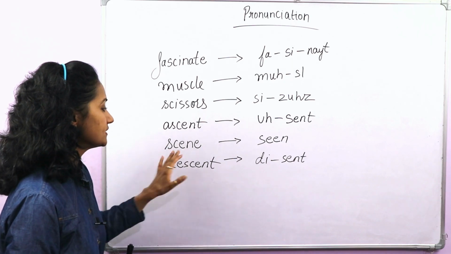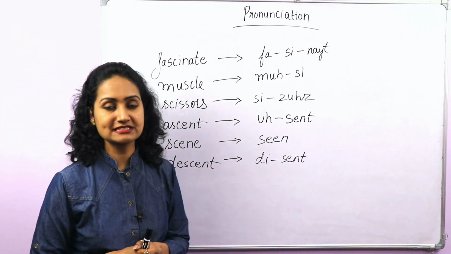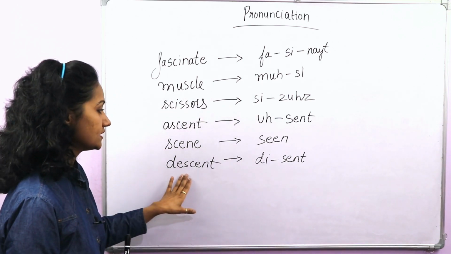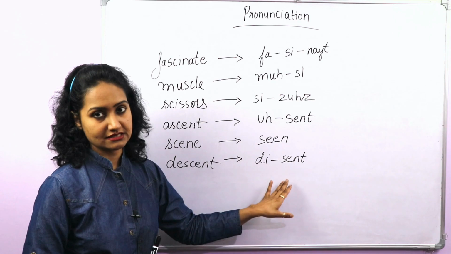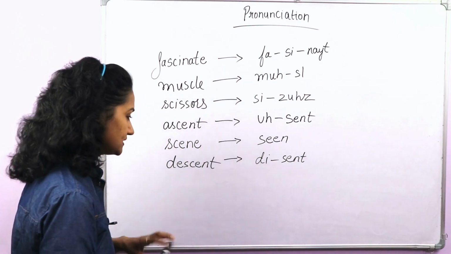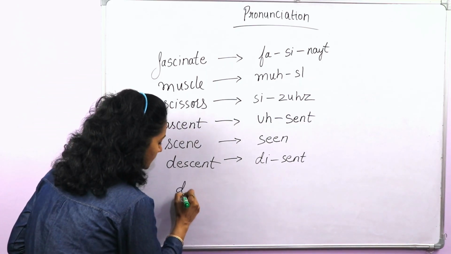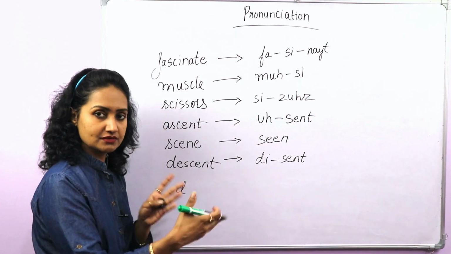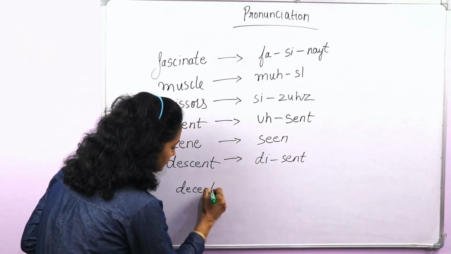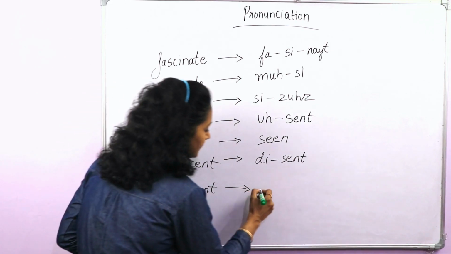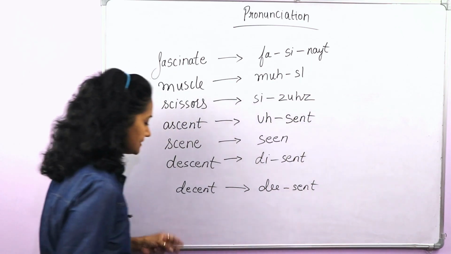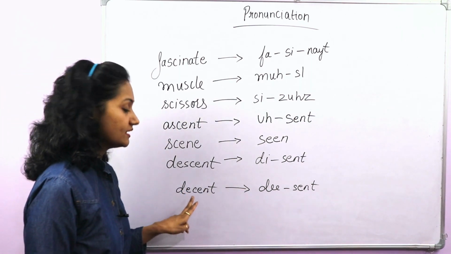Look at this word. It's simply seen, not skeen, it's seen. And now this word, this is descent. Now don't get confused between these two words. There is one more word, however, this is not a part of this pronunciation, but still I'm telling you, D-E-C-E-N-T. These are two different words. The pronunciation of this word is decent.